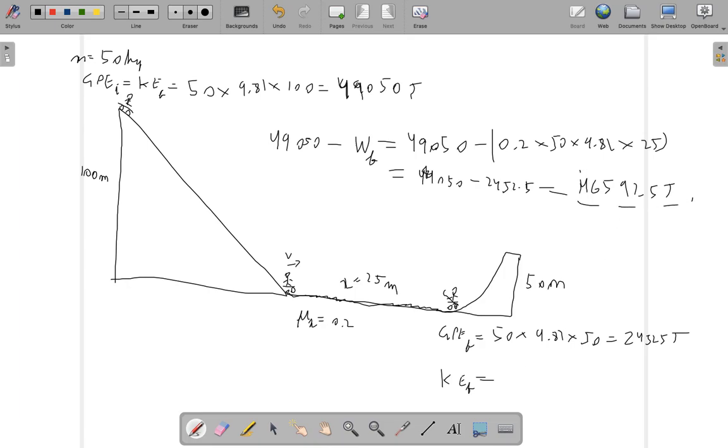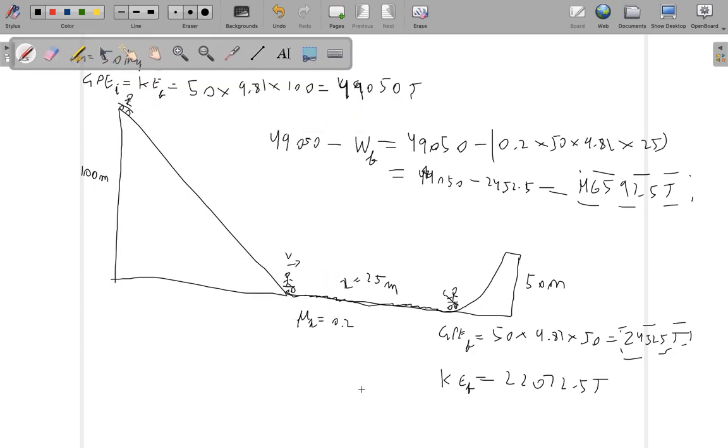this minus this. So I'm too lazy to write it out, so I'm just going to calculate it and write the final answer over here. 072.5 joules. That's what his final kinetic energy is going to be once he reaches up here.